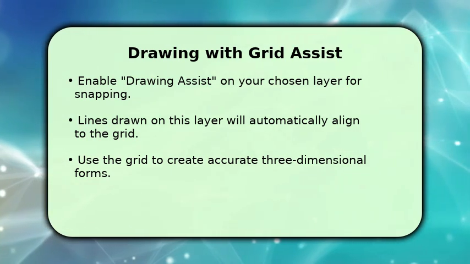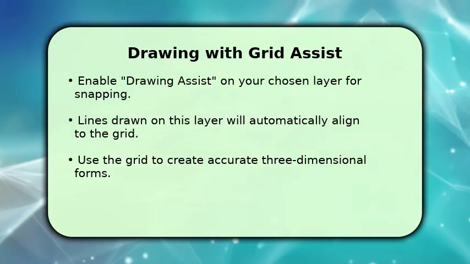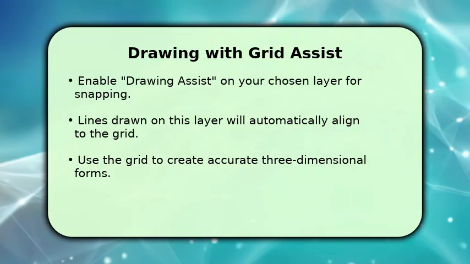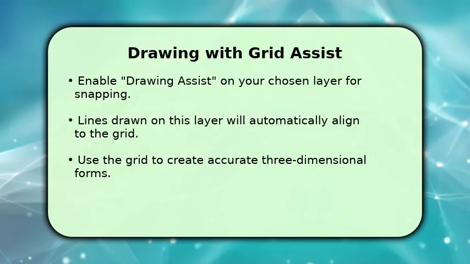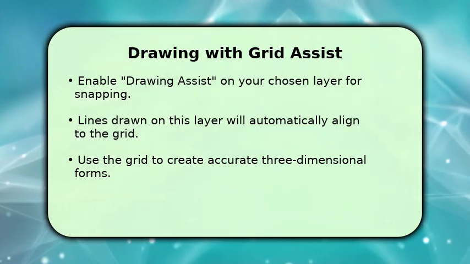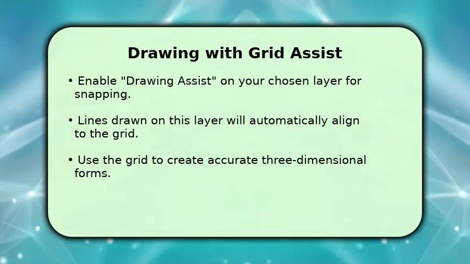With this feature active, any lines you draw on that specific layer will automatically snap to your perspective grid, helping you create precise 3-dimensional shapes. Remember to toggle it off when you need to draw freehand without grid constraints. This feature is incredibly helpful for architectural or environmental art.